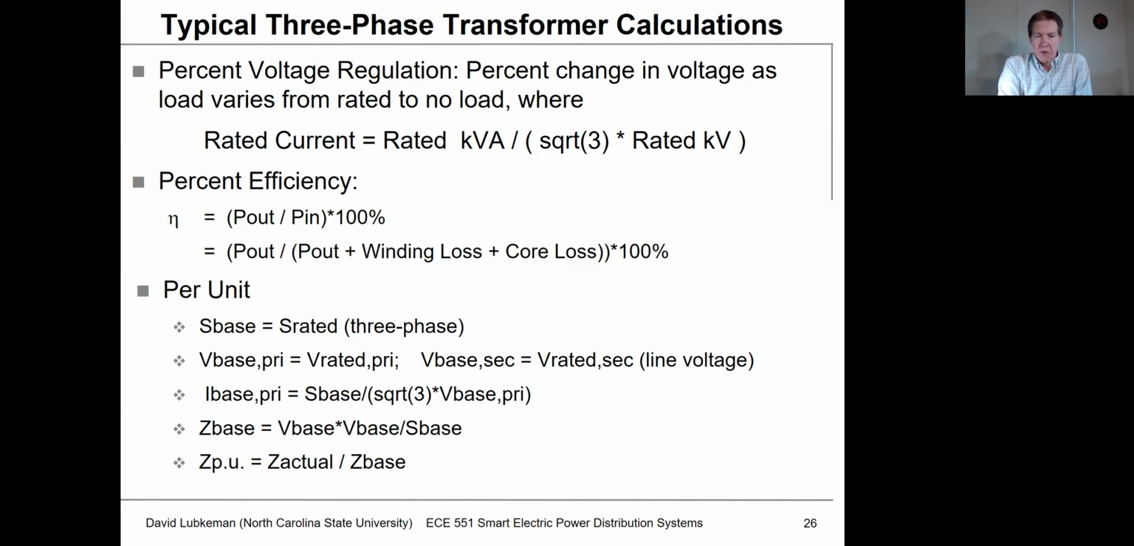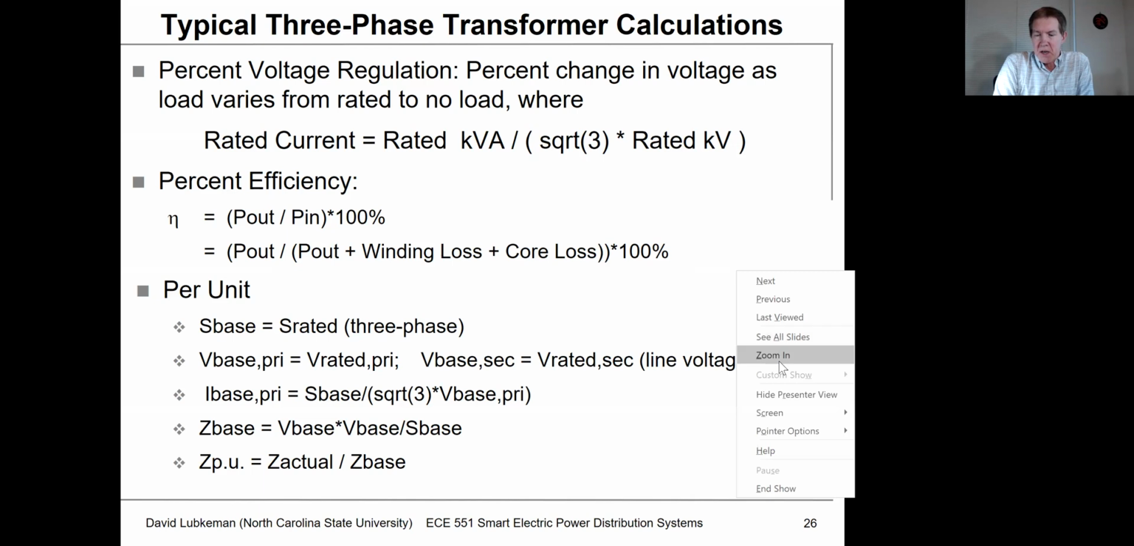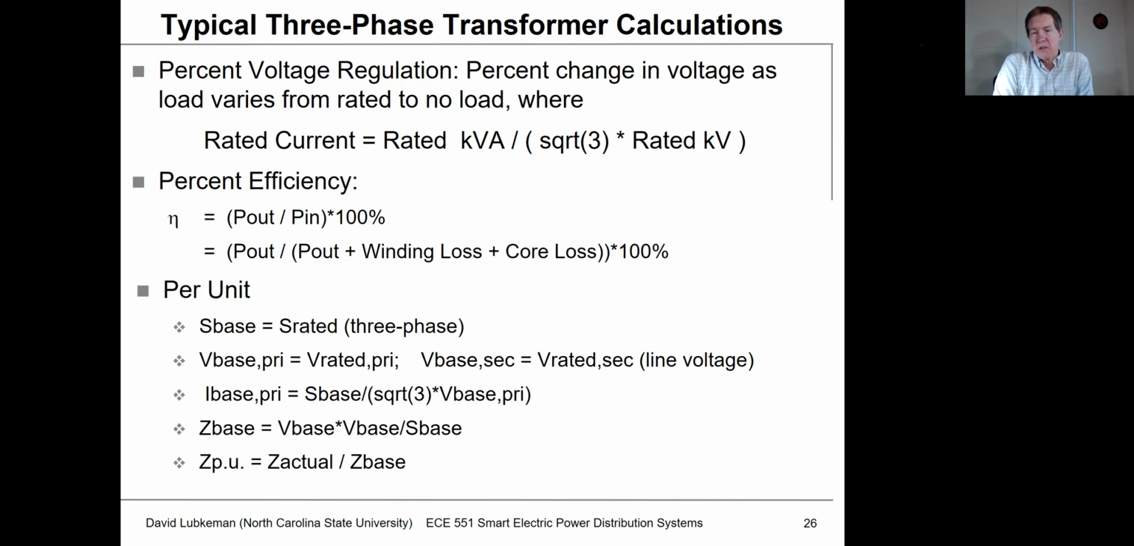So let's work a few examples. And before we get into that, let's talk a little bit about what is the difference between doing three-phase and single-phase transformer calculations. The definitions are basically the same if we're talking about things like percent voltage regulation, or if we're talking about doing efficiency calculations.